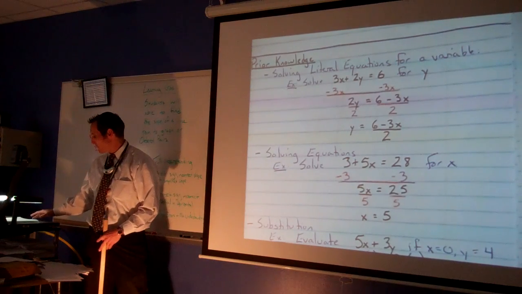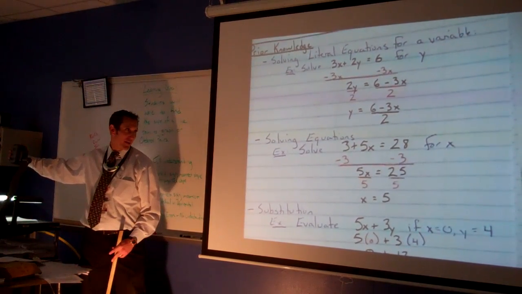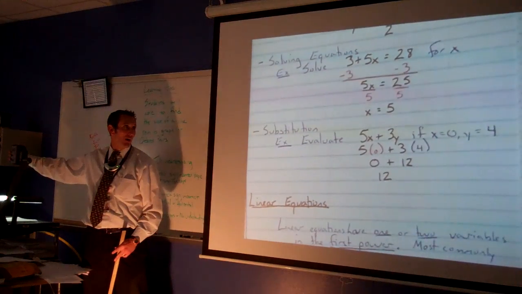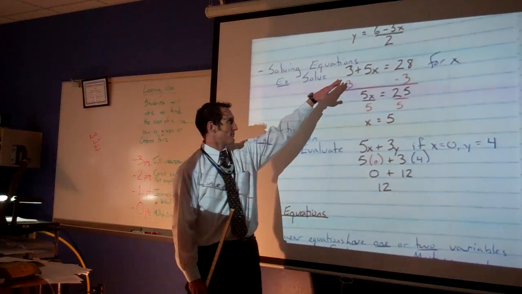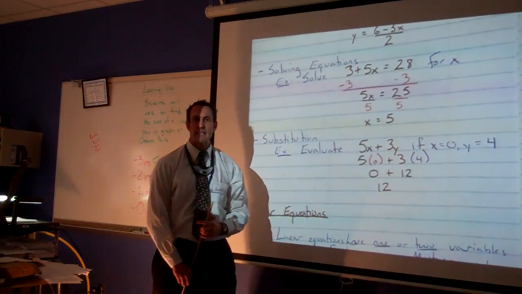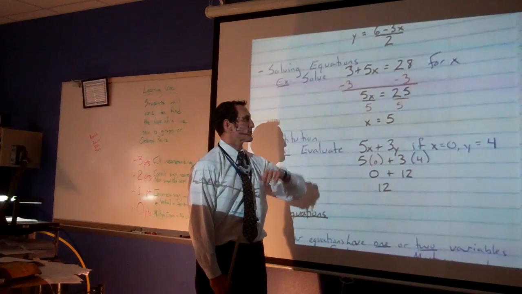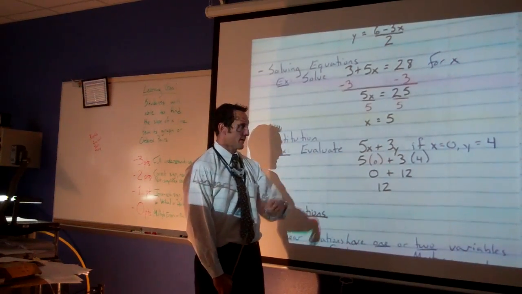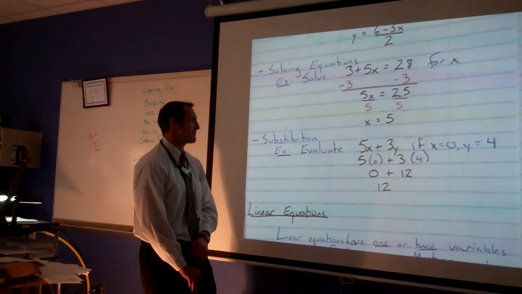We also need to remember how to solve equations for specific variables, remembering how we undo certain things. So for example, in the equation 3 plus 5x equals 28, how do we solve for x? Undo the 3, subtract 3 from both sides, and then divide by 5. A simple two-step equation, so we get x equals 5.